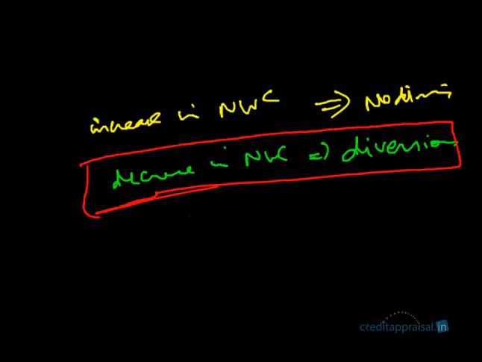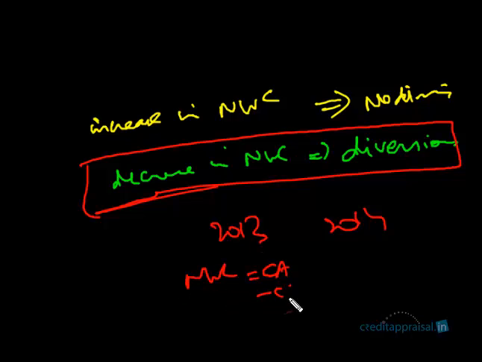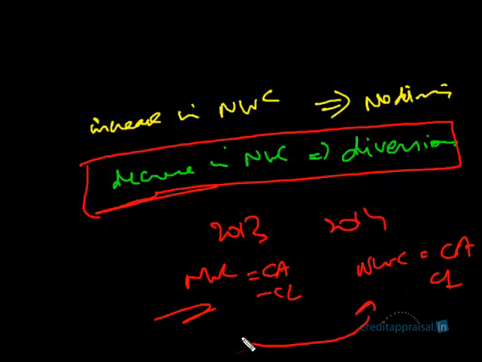So the next time when you see a balance sheet, if you want to see whether during the last 1 year there was diversion of funds, take the figures of the 2 years and calculate NWC of this year. You calculate current assets minus current liabilities: add up all the current assets, add up all the current liabilities, find the difference, this is the NWC. Similarly, find NWC for the other year. Then you see whether it has increased or decreased. If it has increased, there is no diversion of funds. If it has decreased, it implies diversion of funds.